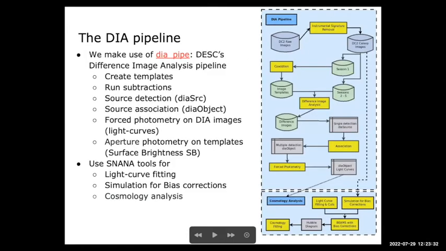So we have used what's called the DIA pipe. This is DESC's difference image analysis pipeline. I'm going to be running very quickly on this. We created templates, so deep coadds in year 1, and then subtracted images in year 2 to year 5. We detected sources, we associated them spatially, and we created light curves of these objects using forced photometry techniques.